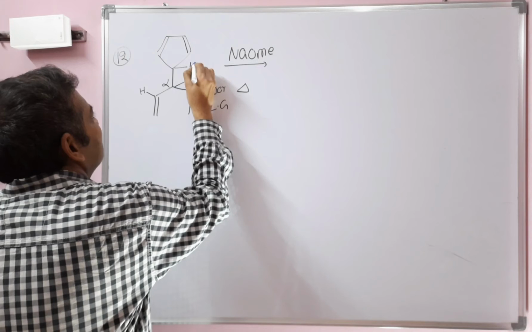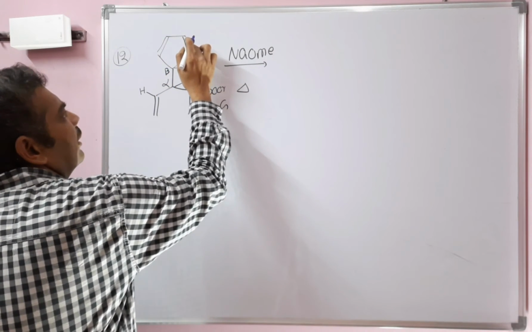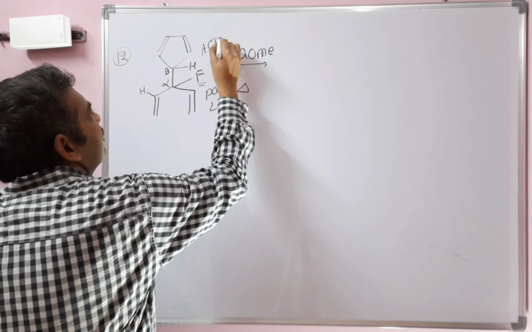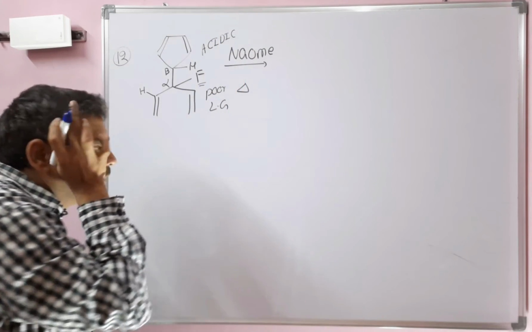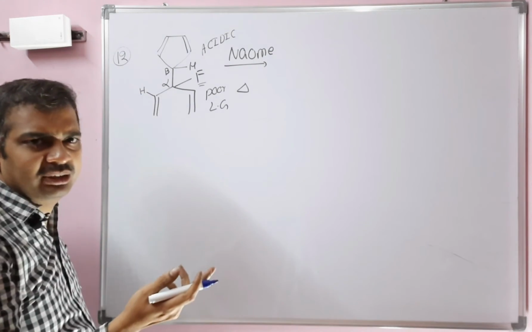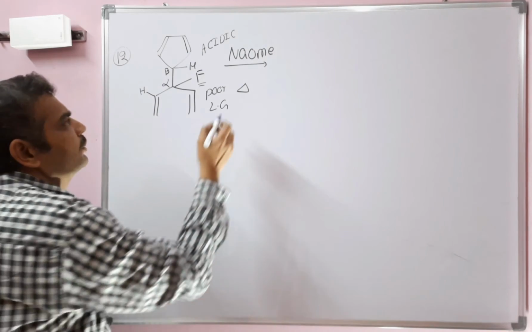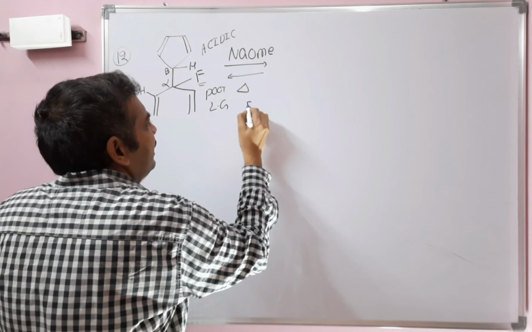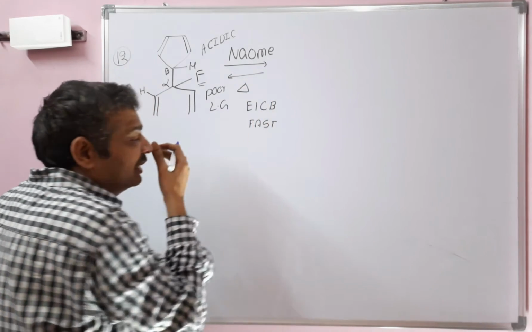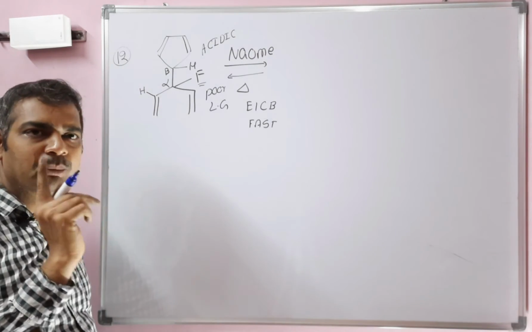And this hydrogen is also acidic, because the carbon bearing the hydrogen is attached to a vinyl group. In both cases, acidic hydrogens are available, and there is a possibility to abstract here also. Acidic hydrogen is required, but the base is sodium methoxide, so it will definitely undergo E1CB reaction. The first step is a fast acid base reaction, but sodium methoxide is not a strong base to abstract a proton at C double bond C.